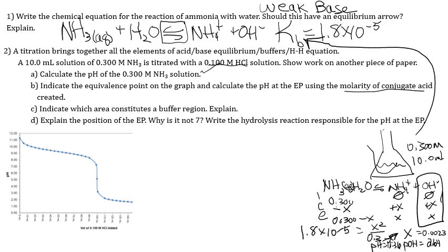Okay, indicate the equivalence point on the graph and calculate the pH at the equivalence point using the molarity of the conjugate acid. Now, there was a little bit of confusion about where the equivalence point is. If you draw a vertical line right down through the most vertical portion, that's the equivalence point. But then we say, well, what's the pH at the equivalence point? That's the equivalence point in milliliters. But the equivalence point pH is kind of in the center, not at the top, not at the bottom, right in the middle.